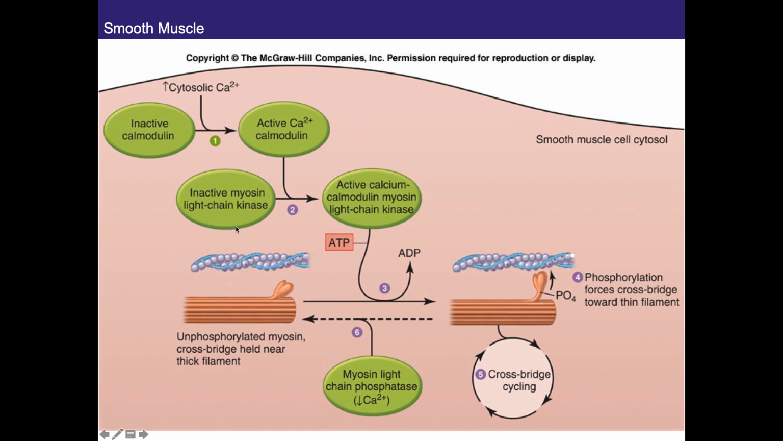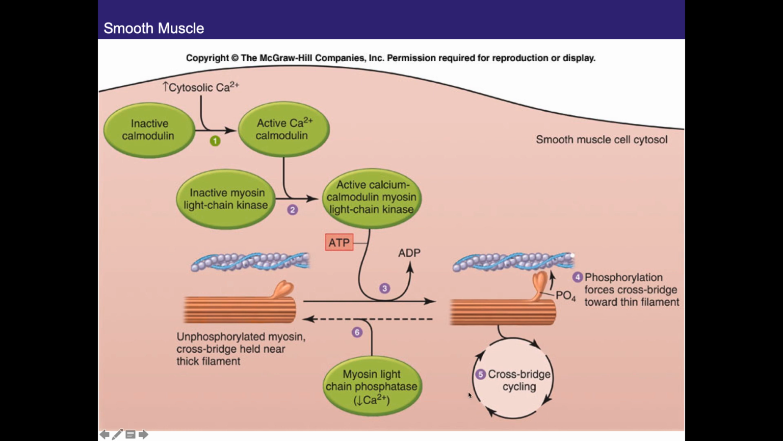Now, if you go back and you think about the anatomy of myosin, it had a tail region and a head region. The myosin light chains are actually on the neck region. So it phosphorylates the myosin light chains that are on the neck. And once they're activated, these are active calcium calmodulin myosin light chain kinase. Once it's activated, it actually activates the cross bridge. So you get a 90-degree angle of the myosin head. It can now interact with actin, and you get crossbridge cycling.